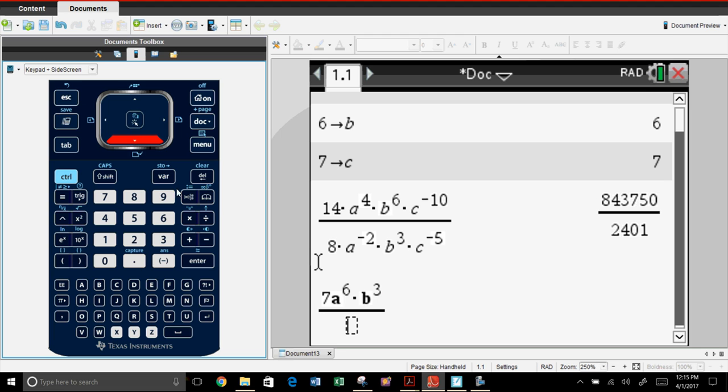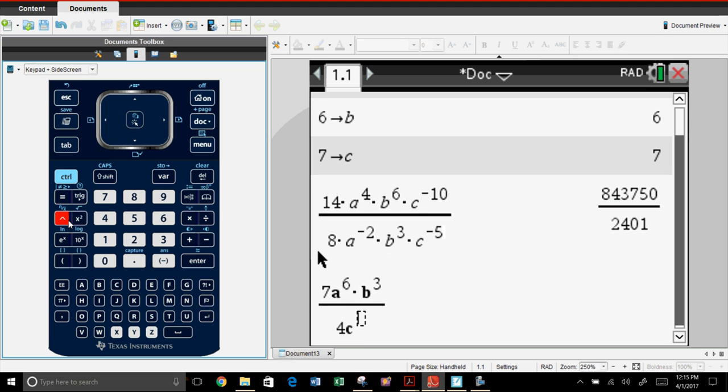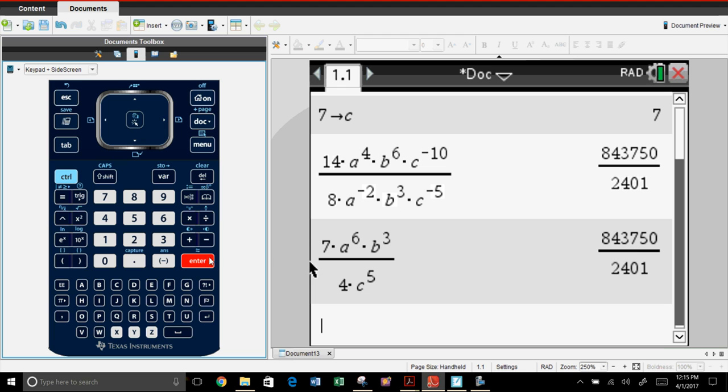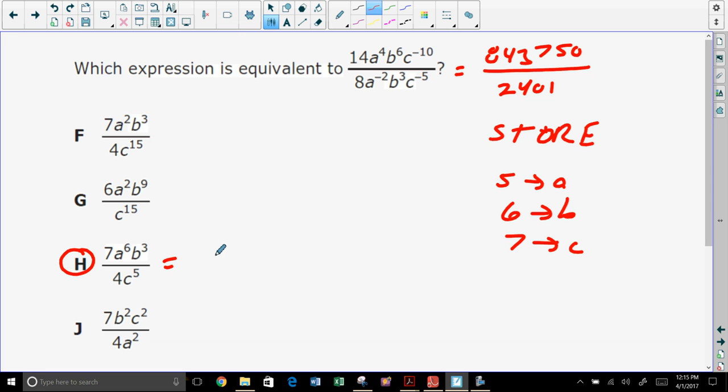Now we're ready to go to the bottom. On the bottom we have 4c to the power of 5. Okay, looks good. Click on enter. Notice that the answers match, so that is the correct answer right there. So let's go back to our page. The answer we found was 843,750 over 2401. They match, so letter H is the correct answer.